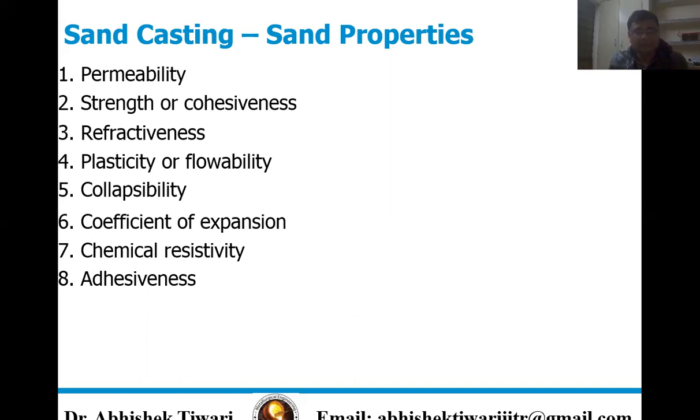Then the second point is strength and cohesiveness. So this is defined as a property of holding together of sand grains. A molding sand should have ample strength so that mold does not collapse or get partially destroyed during conveying, turning over, or closing. Strength grows with density, clay content of mixture, and decreased size of sand grains.